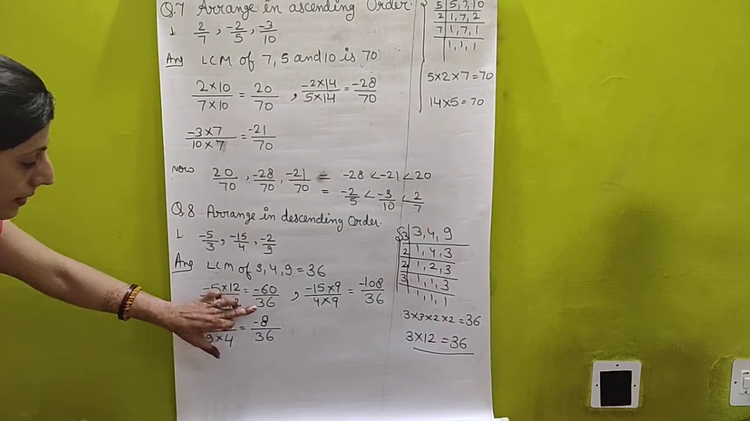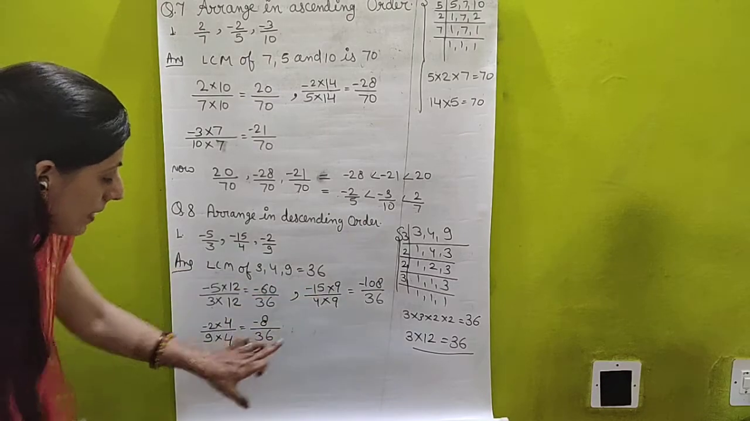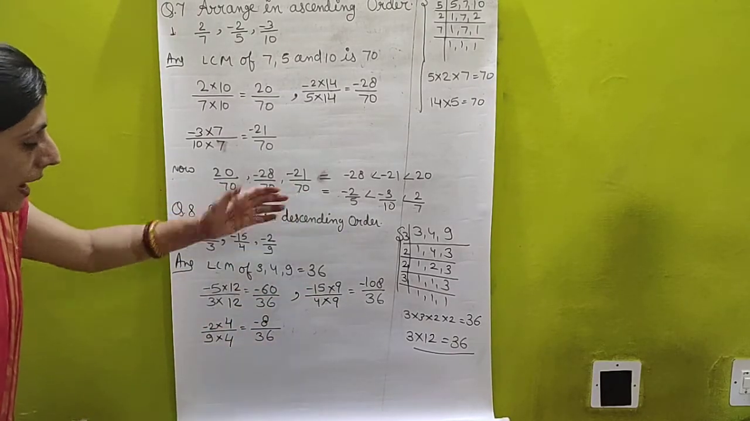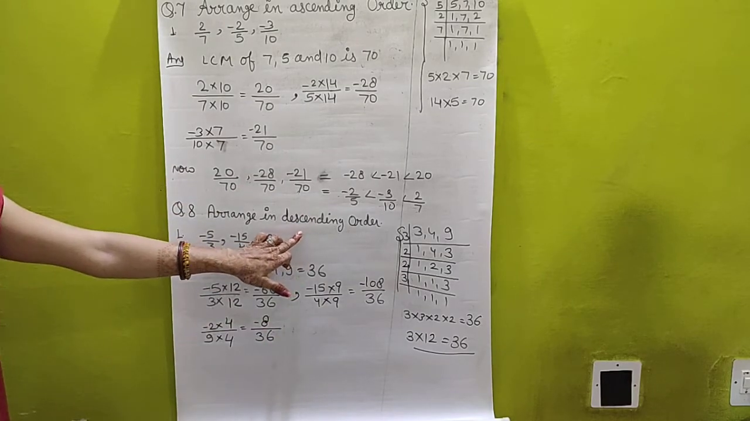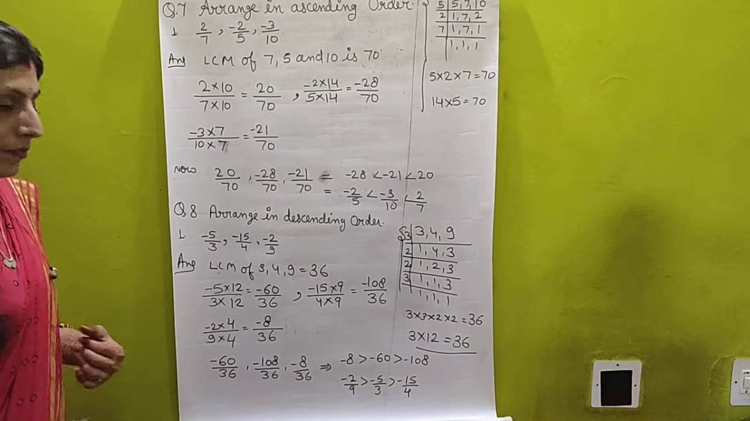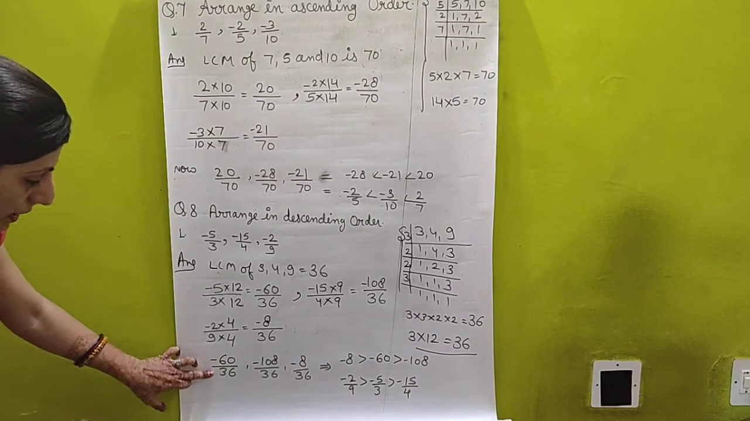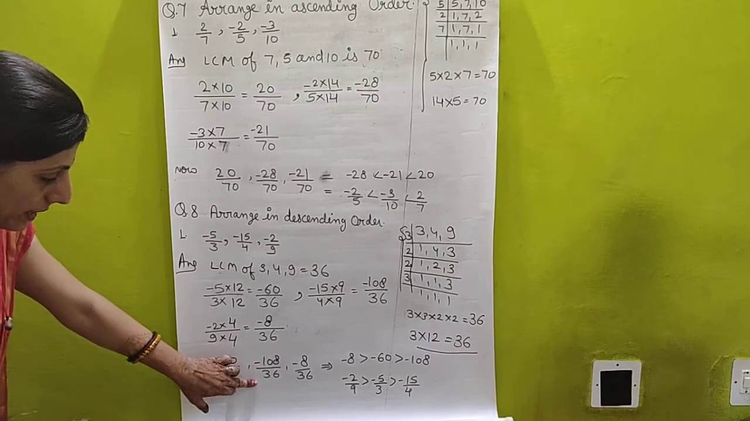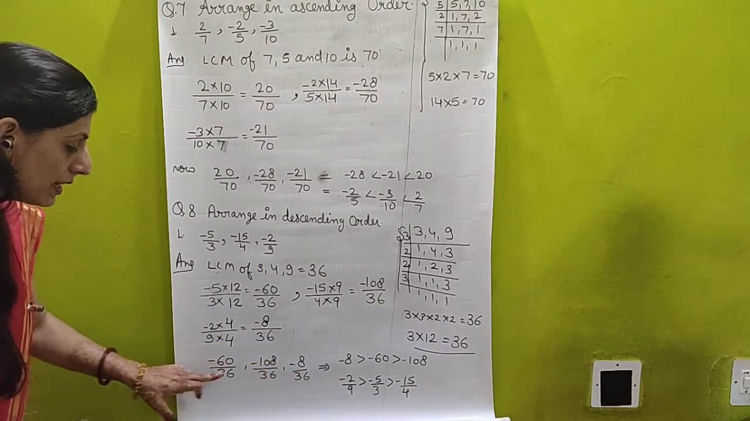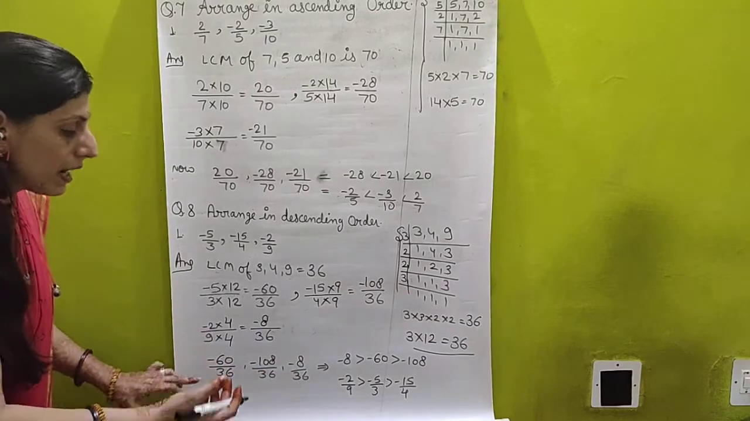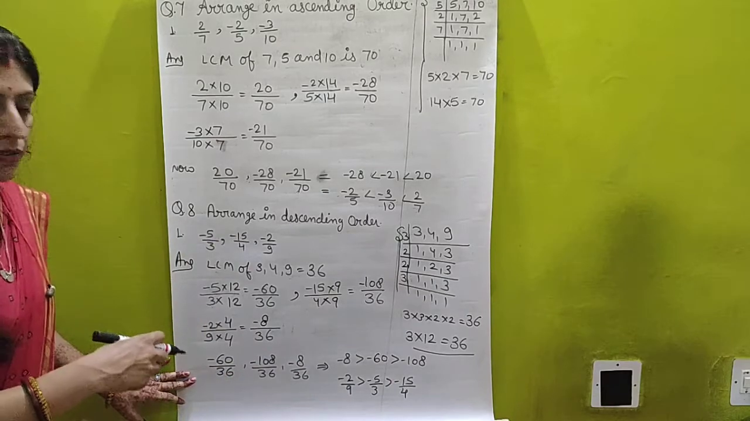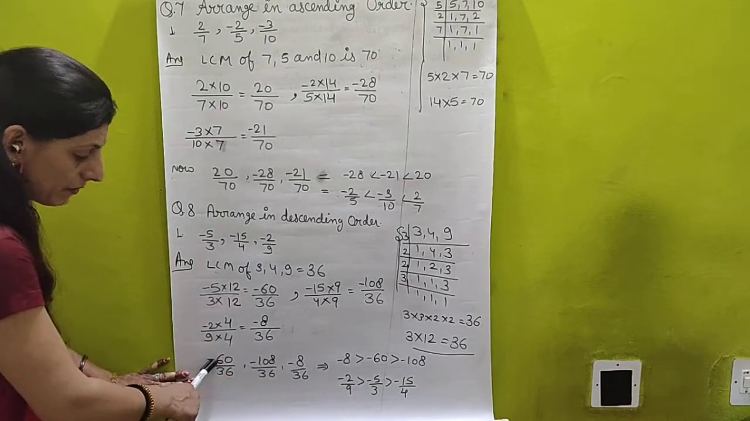Students, you can see now the denominator is 36, 36 and 36. Again we will do the same thing. We will ignore the denominator and then arrange in descending order, meaning largest to smallest. Here minus 60 upon 36, minus 108 upon 36, minus 8 upon 36. You can ignore the denominator because all the denominators are the same. Now we will arrange them in descending order, meaning first of all the largest number will come, and here all are in the negative with a negative sign.